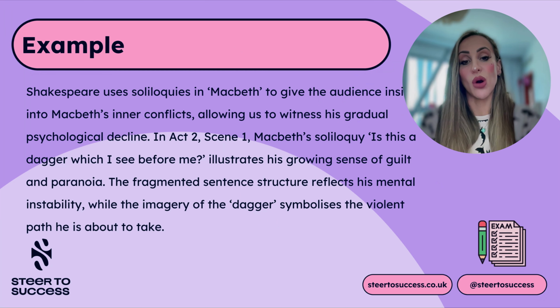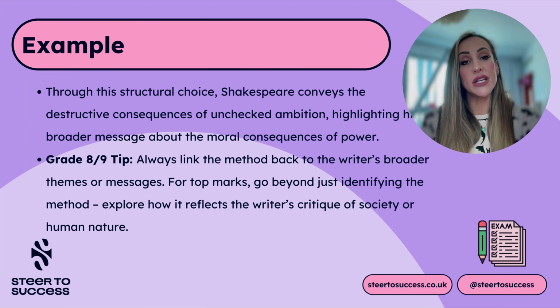In Act 2, Scene 1, Macbeth's soliloquy, "Is this a dagger which I see before me?" illustrates his growing sense of guilt and paranoia. The fragmented sentence structure reflects his mental instability, while the imagery of the dagger symbolises the violent path he is about to take. Through this structural choice, Shakespeare conveys the destructive consequences of unchecked ambition, highlighting his broader message about the moral consequences of power.